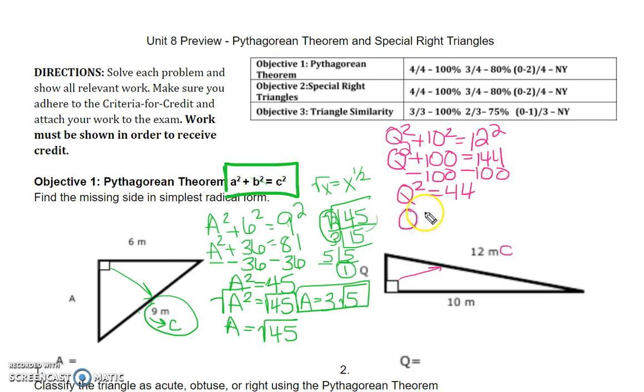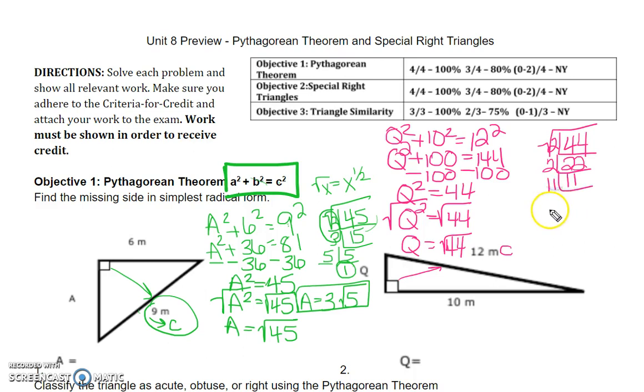I need a single q, so I need to square root both sides. And q is going to equal square root of 44. I am going to need to put it in simplest radical form. So I'm going to divide by 2. 2 is my smallest prime number, and I get 22. I can divide by 2 again. I get 11. My next prime number will be 11. And then there's my 1, and I'm done.